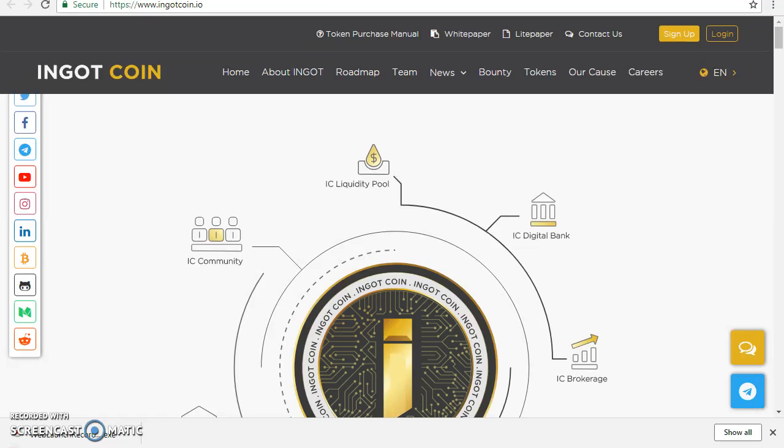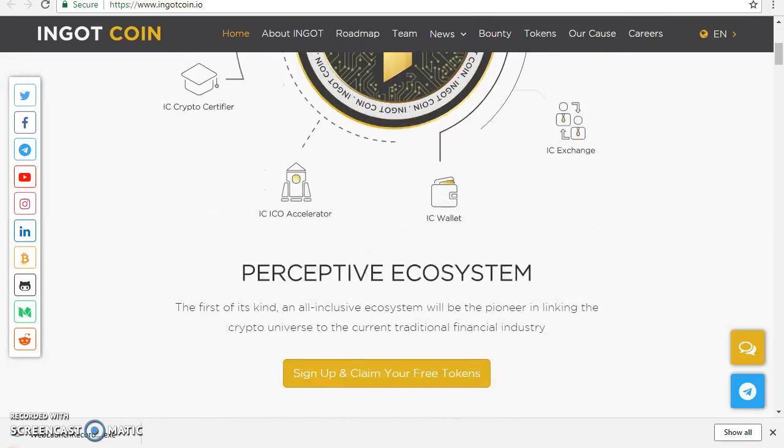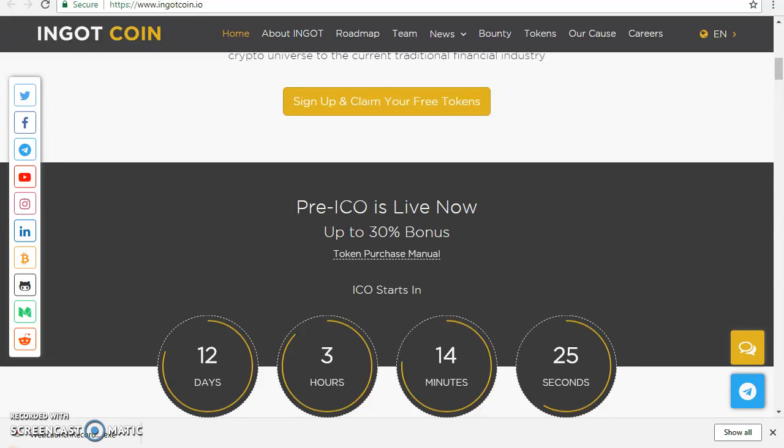Let's quickly go to our token sale. Our token sale, which is ICO shape, one INGOT Coin is $1. Our token sale will start after our pre-sale. The pre-ICO is live now, and our ICO will start in 12 days more.